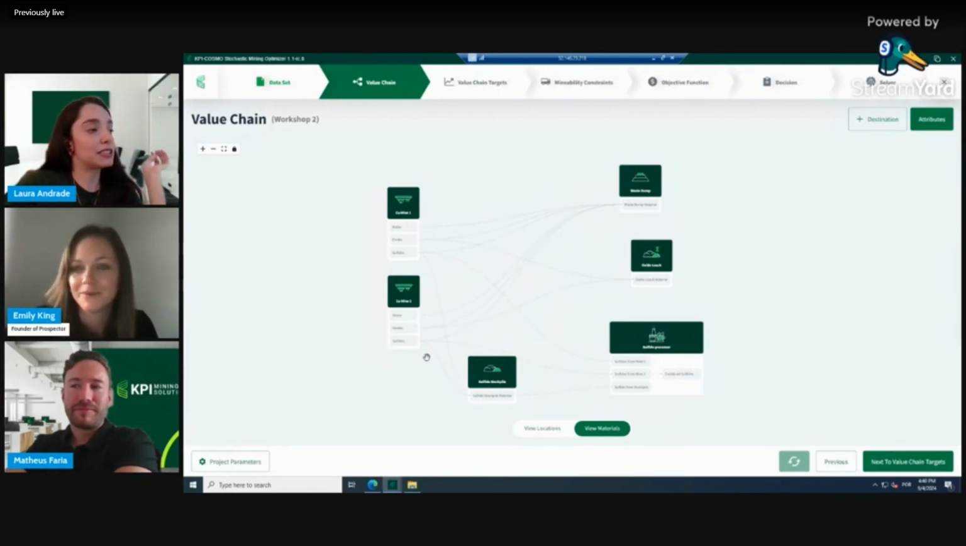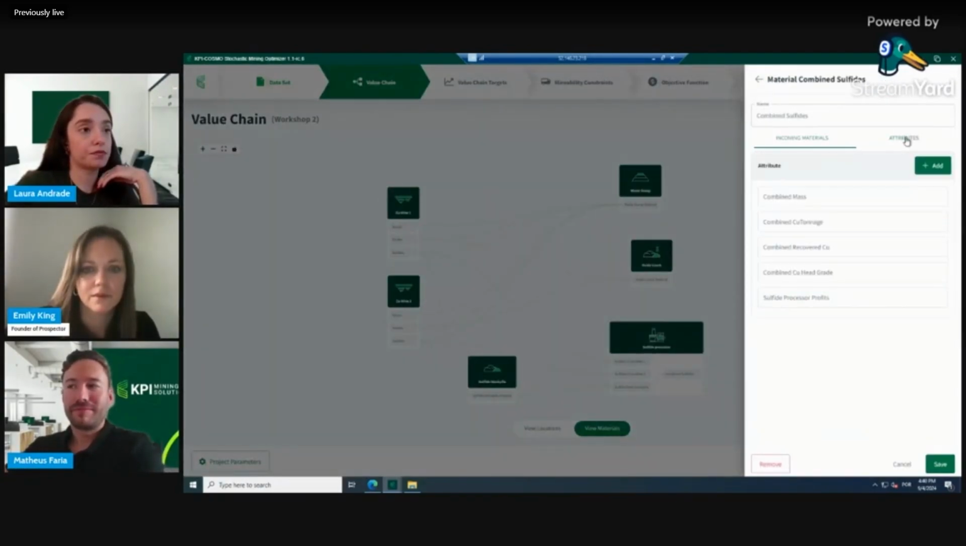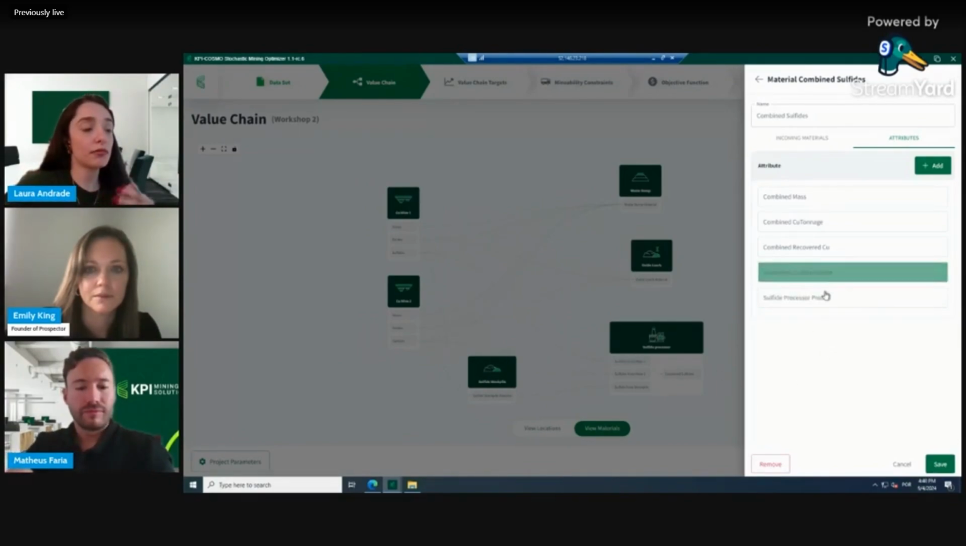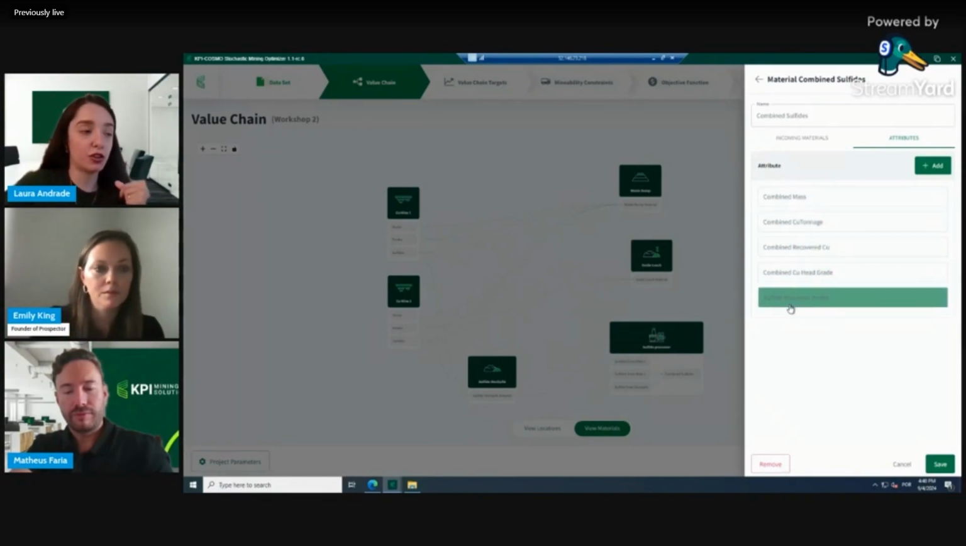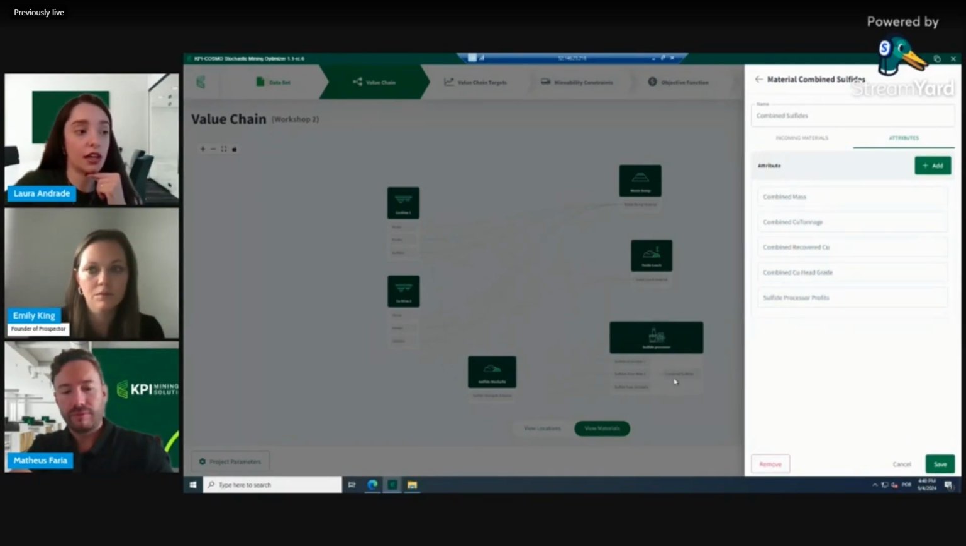Within these materials that we're creating and linking to the destinations and sources, we're going to define some attributes. The attributes are basically everything that you want to report. As I've shown before, the cash flow, the copper head grade in the processor, the profit, and the copper content that is recovered at that location, everything you're going to see in your forecast and in your graphs is modeled as attributes within each location and within each material that we define.